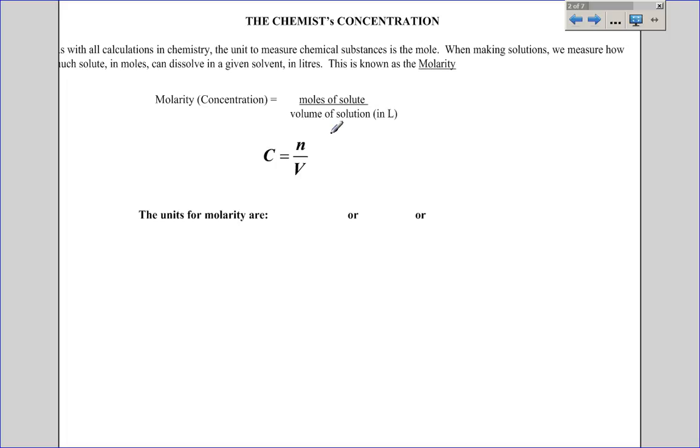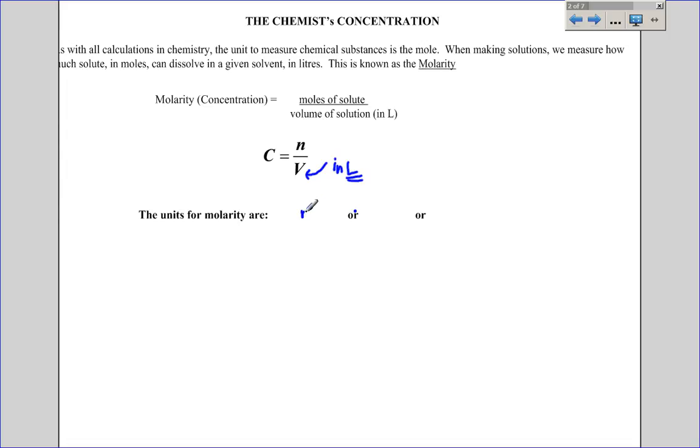What's very important to note is that the volume, when you're dealing with molarity, is always going to be in liters. And this is really important to remember, because a lot of the times when you're doing labs in chemistry, you're not going to be dealing with large quantities of solution like liters, you're going to be dealing with milliliters of solution. So it's going to be very routine for you to be converting from milliliters to liters, where you divide by 1,000.